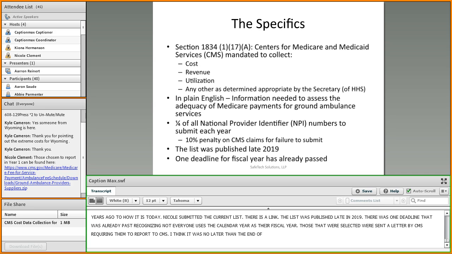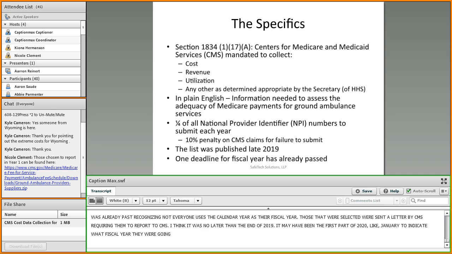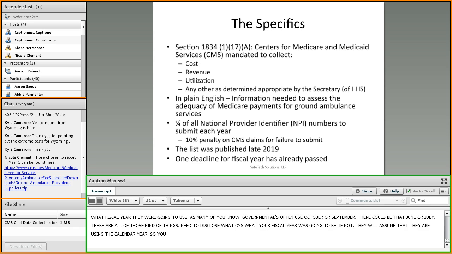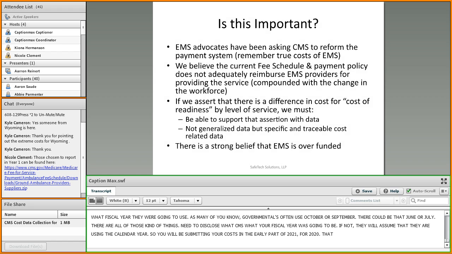Nicole submitted the current list. There is a link there. The list was published late in 2019. There was one deadline that was already passed, recognizing not everyone uses the calendar year as their fiscal year. Those that were selected were sent a letter by CMS requiring them to report to CMS, I think it was no later than the end of 2019, may have been the first part of 2020, like January, to indicate what fiscal year they were going to use.